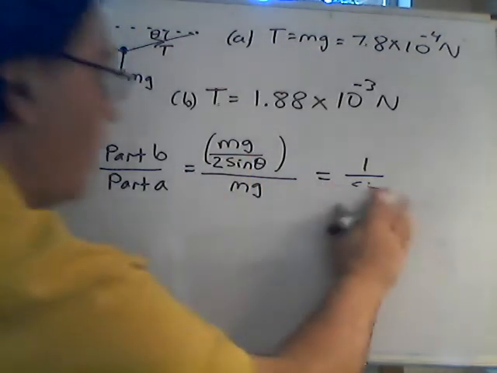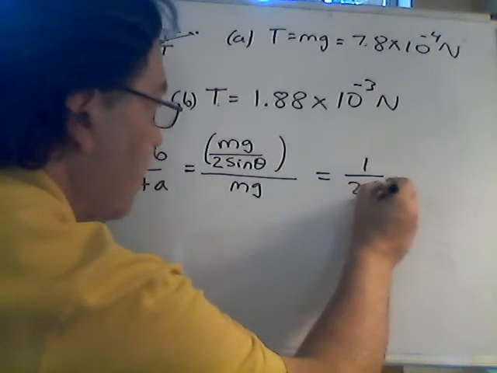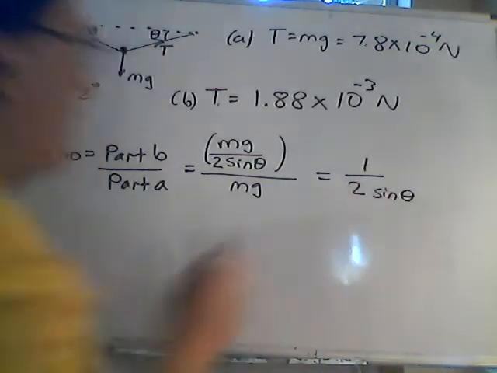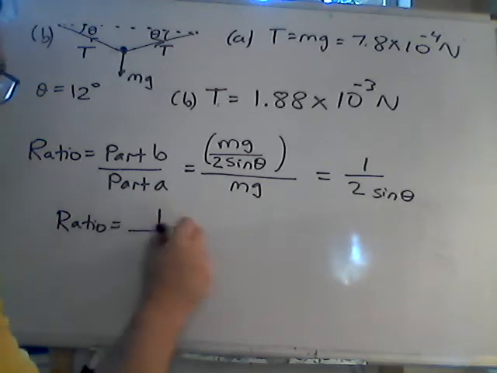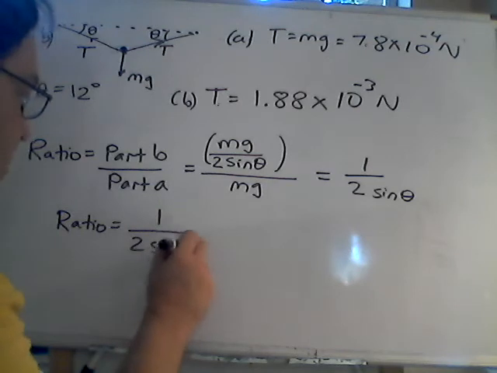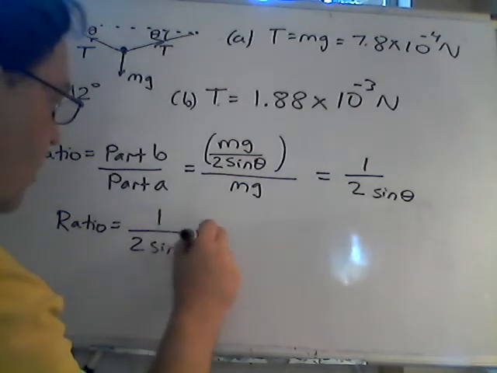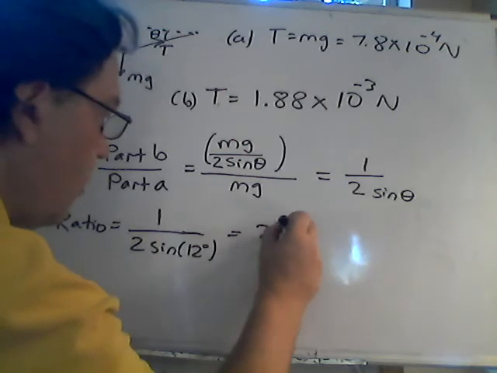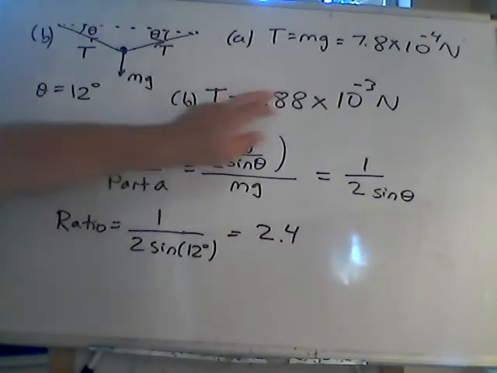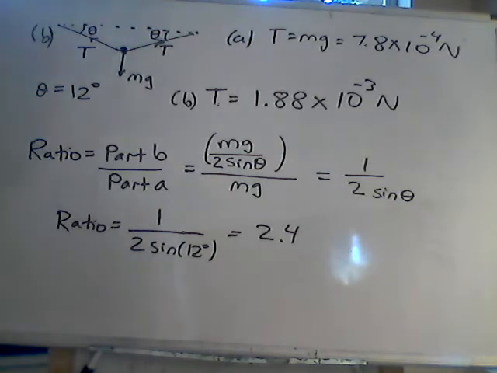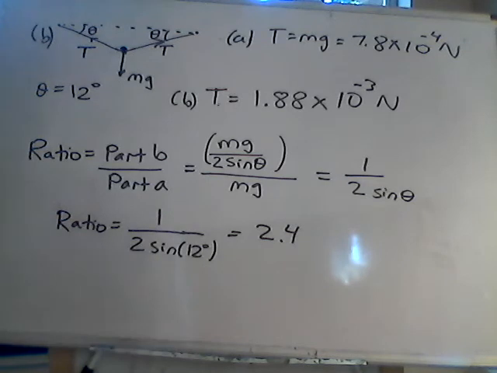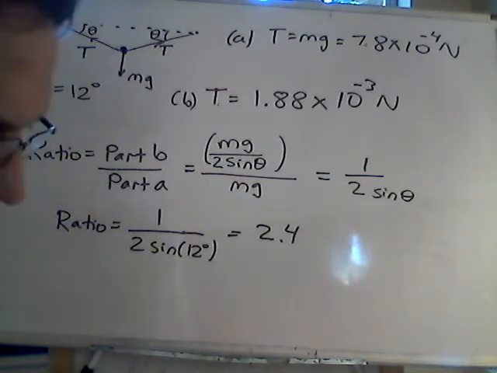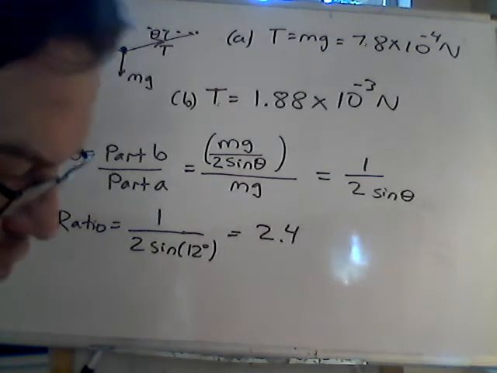I find out that the ratio is nothing more than 1 divided by 2 sine of theta. So the ratio of the answers is 1 divided by 2 sine of 12 degrees, and that's actually equal to 2.4. I could have just divided this number by this number and gotten the same answer, right? But again, it's a more slick, clever way of doing these ratios. You can get it as just 1 divided by 2 sine of the angle. All right, that's your tension.